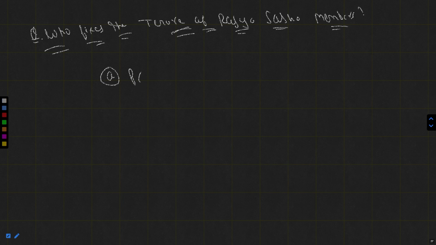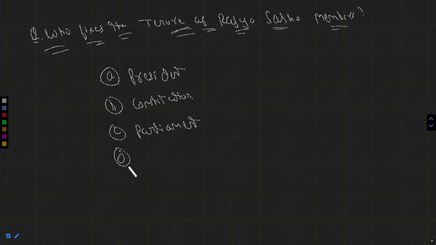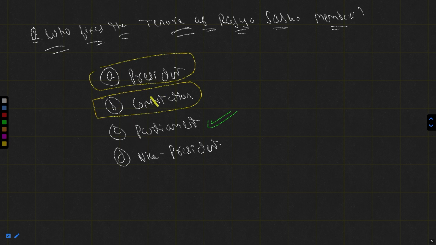And your options are President, Constitution, Parliament, or the Vice President. So this could be a question which could come in your exam. So we know that basically it is the Parliament which fixes the tenure of Rajya Sabha. The Constitution does not carry any provision for it, and the President cannot dissolve the Rajya Sabha. And the question could be modified, like basically the Parliament could fix the tenure of the Rajya Sabha and they had passed the act.